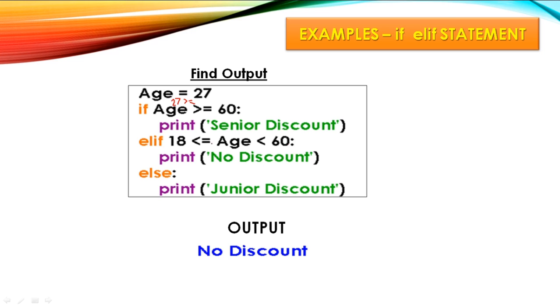This is a method to check range conditions where we are checking whether the age is between 18 and 60. So here the age is 27. So 27 is between 18 and 60. So the condition is evaluated true. So this statement will be executed and no discount will be the output.